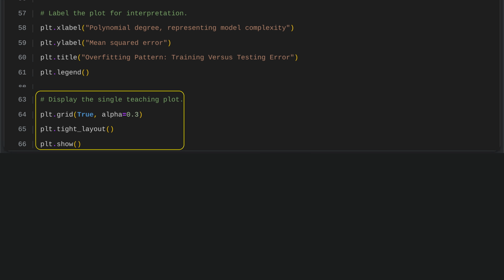To finish the visualization, we add a lightly transparent grid to make the data easier to read without cluttering the plot. We then adjust the layout so all plot elements fit cleanly and display the final chart to show how model complexity relates to error rates.